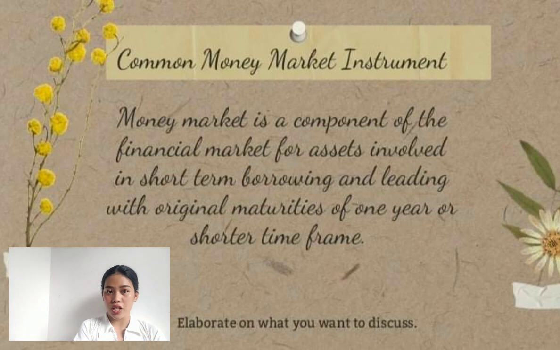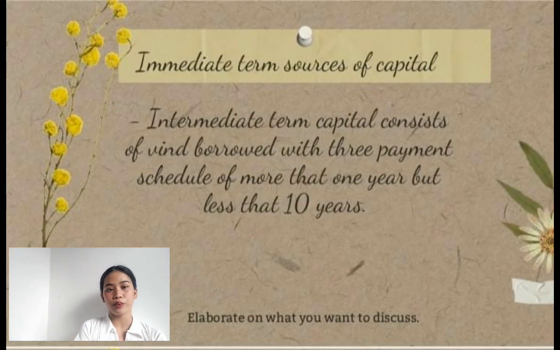A foreign exchange swap consists of exchanging sets of currencies at a predetermined time in the future. Intermediate term sources of capital: a term loan by a private commercial bank is extended for a specific period, normally 1 to 10 years, repaid with interest, usually by regular periodic payments.